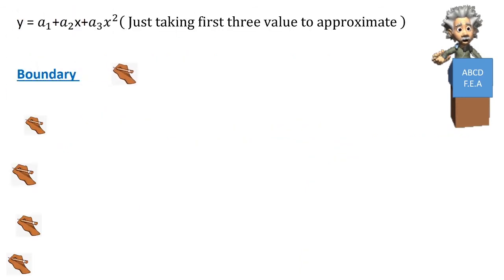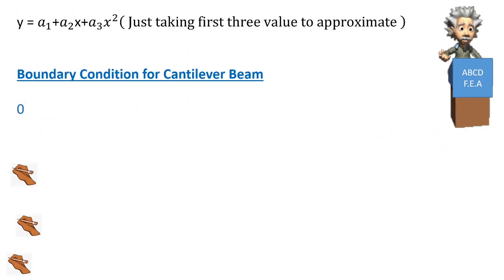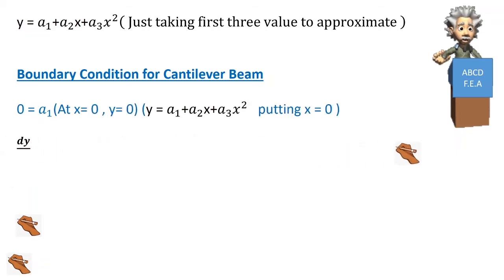Now first we will take only 3 values for the approximation, because there are 2 unknowns, x and y. If we start increasing, our complexity will increase, and it will take more time to solve the problem. Now we will set the boundary condition. As we know, slope as well as deflection at the fixed end of the cantilever beam is 0. So we will apply the boundary condition.